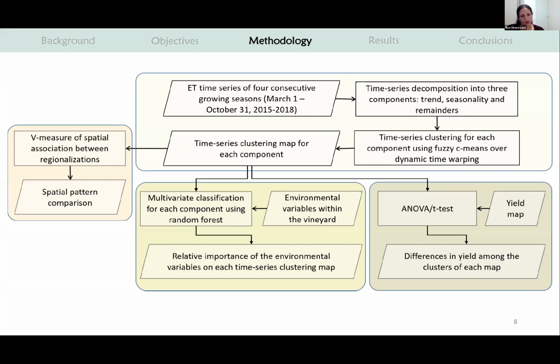And after that, we wanted to know first whether the 3 maps are comparable spatially. And then we wanted to see whether they were affected by certain characteristics in the field. So we used several environmental variables to see the extent of effect that these variables had. And then we wanted to know also whether these management zones are effective to quantify yield variability in the field.